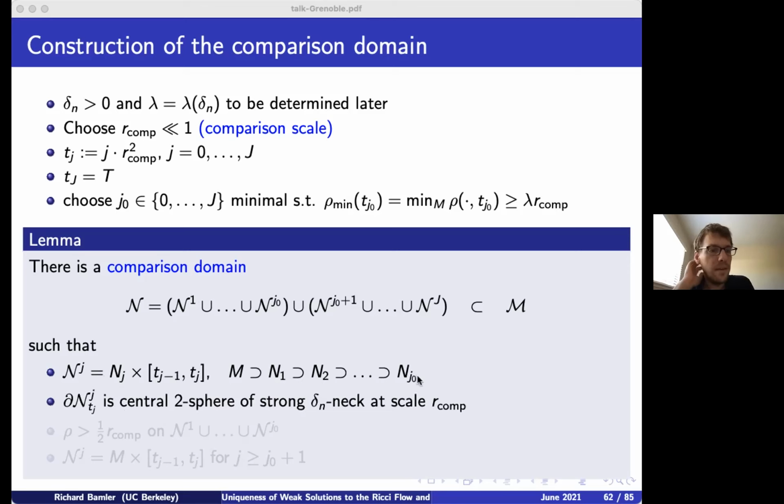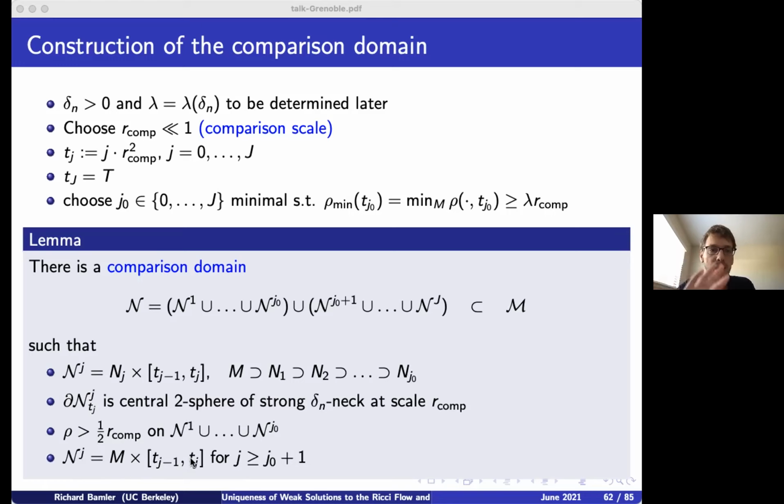Then this N_j is just some product domain defined from time t_{j-1} to some time t_j. And in the final time slice, I want the boundary of N_j to be a central two-sphere of a strong delta neck at scale R-comp. And then furthermore, I want the scalar curvature scale to be bigger than 1/2 times R-comp on the union of the first j naught many comparison time slabs. And lastly, for any j that's bigger than j naught, I just want N_j to be the entire manifold times the corresponding time interval.